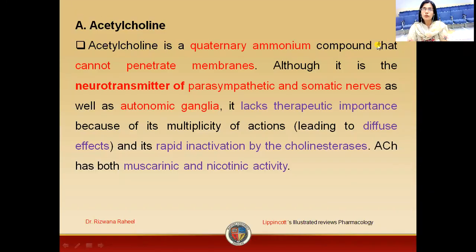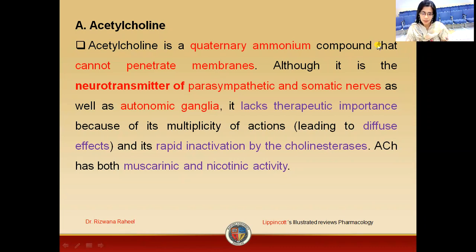Now students, we are going to study the first cholinergic drug, that is acetylcholine. Acetylcholine is basically a quaternary ammonium. This is the drug which can't penetrate the membranes. It cannot penetrate the cell membrane due to its structure and its molecular weight. This is the neurotransmitter of the parasympathetic system, somatic nerves, and the autonomic ganglia.